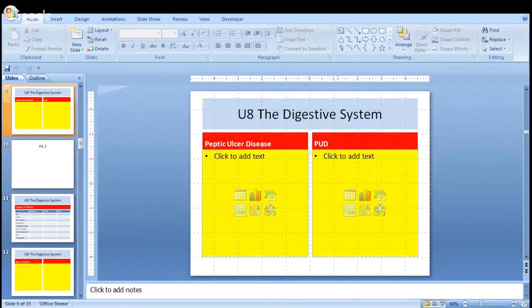Okay? Overt bleeding just means that we can physically see it in the sample. Whether it's vomit or stool, we can physically see it. Okay? Think shameless. Hematemesis. For the world to see.